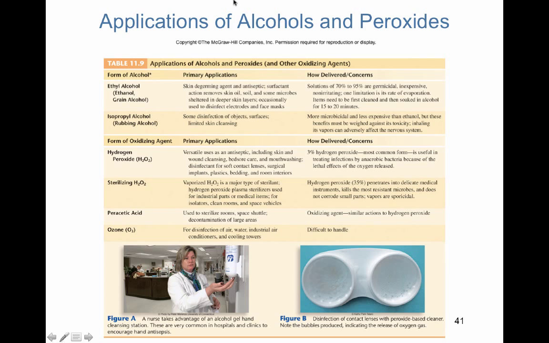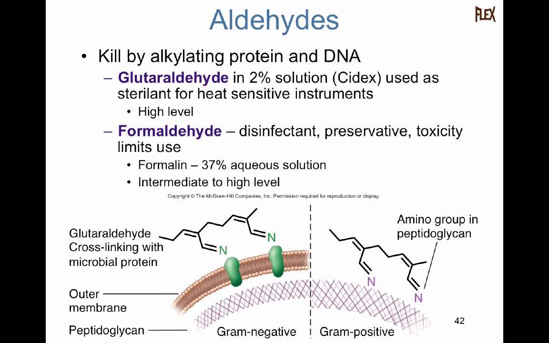Then applications here, in the case of alcohol, a lot of antiseptic applications, and for hydrogen peroxide as well. But again, if you increase that concentration, it can be used as a type of sterilant to clean rooms, isolators, space vehicles, even ozone as a form of peroxide for disinfecting air, water, air conditioners, and cooling towers as well. And then we have the aldehydes.